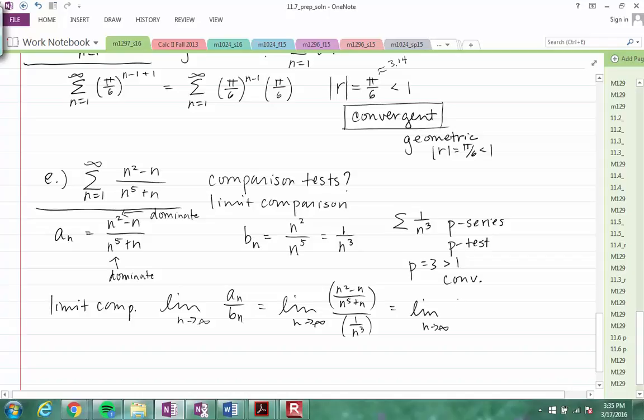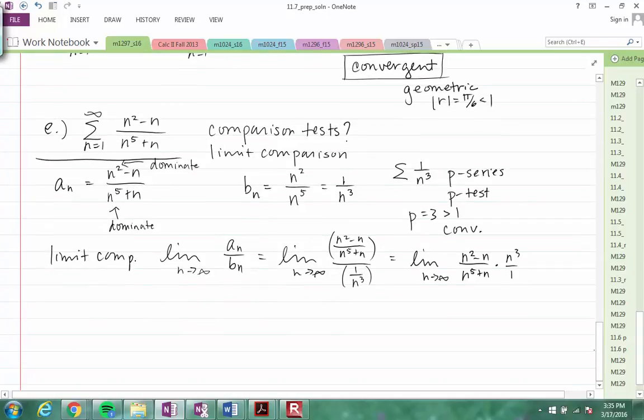Next thing is you want to multiply by the reciprocal of the denominator. So we have n squared minus n over n to the 5th plus n, times n cubed over 1. So I'm going to simplify that a little bit by distributing my n to the 3rd on the top, and I'll have n to the 5th minus n to the 4th over n to the 5th plus n. So infinity over infinity, L'Hopital will take quite a few iterations. There's some shortcuts here, but to be totally legit, I'm going to multiply by 1 over n to the 5th, which is the largest power in the denominator.